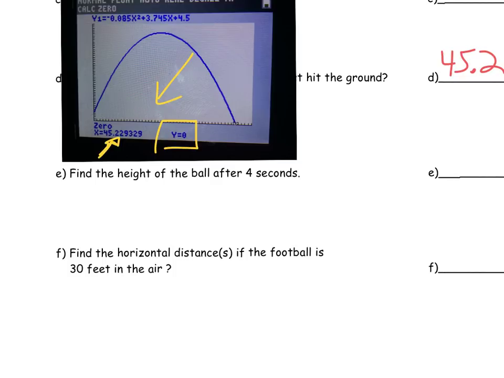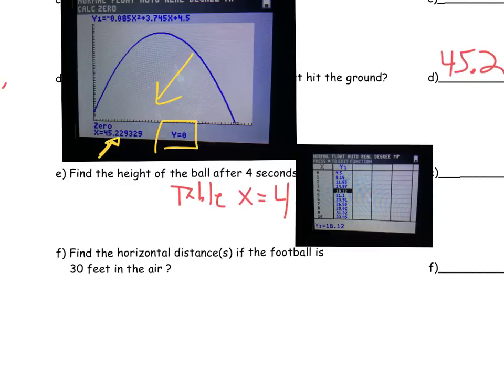Find the height of the ball after 4 seconds. In order to find that, we're just going to go back to our table and find the value when x is equal to 4. So here's my table when x is equal to 4. To the nearest tenth, 18.1 feet.